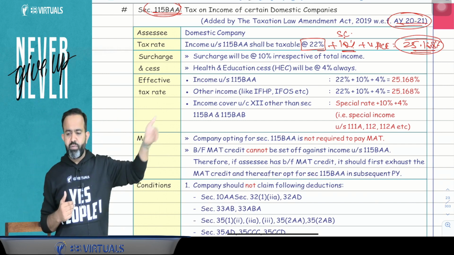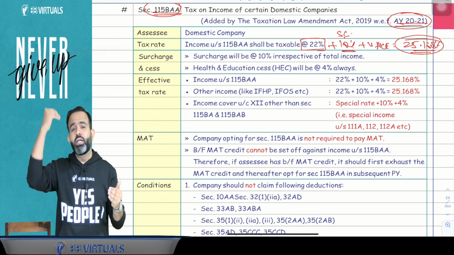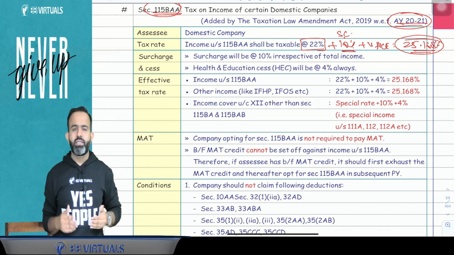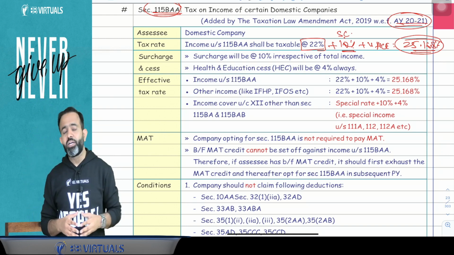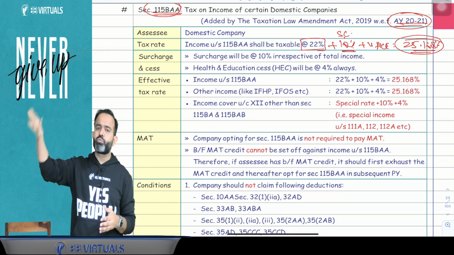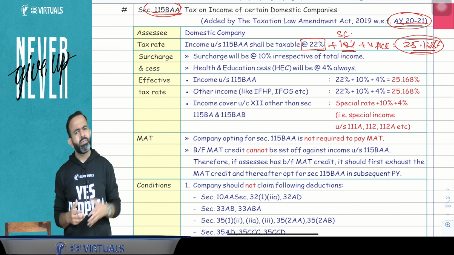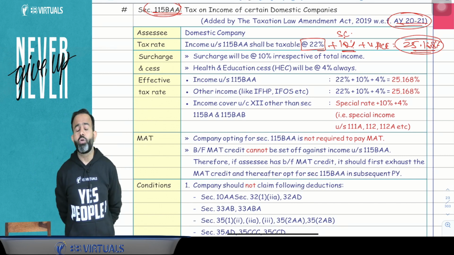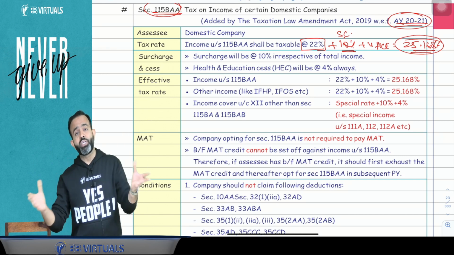Now one more point, guys. What about other heads of income, sir? Suppose business income will be taxable at 22%. What about house property income, IFOS income? Will that also be taxable at the rate of 22% for that domestic company? Answer is yes. So other head income like house property income or other sources income will also be taxable at the rate of 22%. But sir, what about the special rates income?